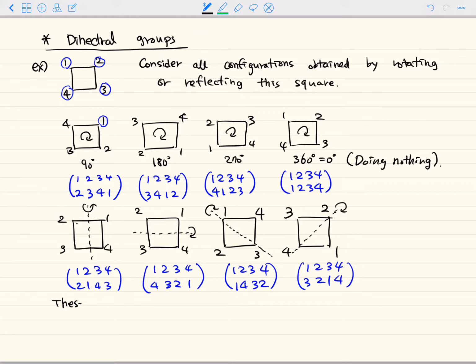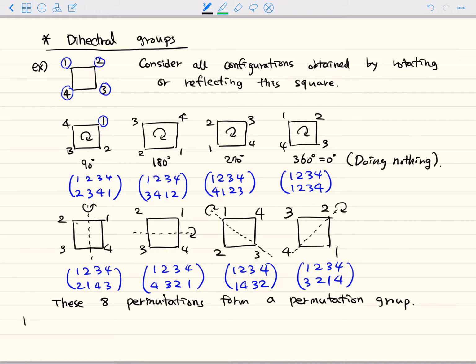And these 8 permutations, in fact, form a permutation group. You can check that if you collect them all, then that collection satisfies the 3 conditions: identity, inverse, and closure property. So it's going to be a group.